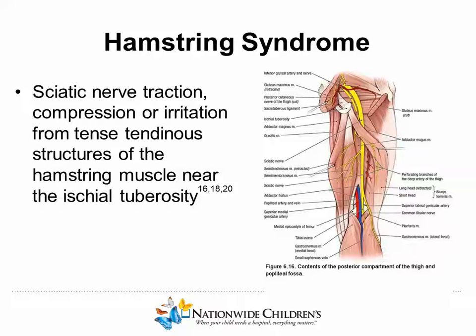So, hamstring syndrome. This is an interesting diagnosis that often goes overlooked in patients with that chronic and recurrent hamstring strain. Essentially, it is an irritation of the sciatic nerve by the hamstring muscle at or around the ischial tuberosity.